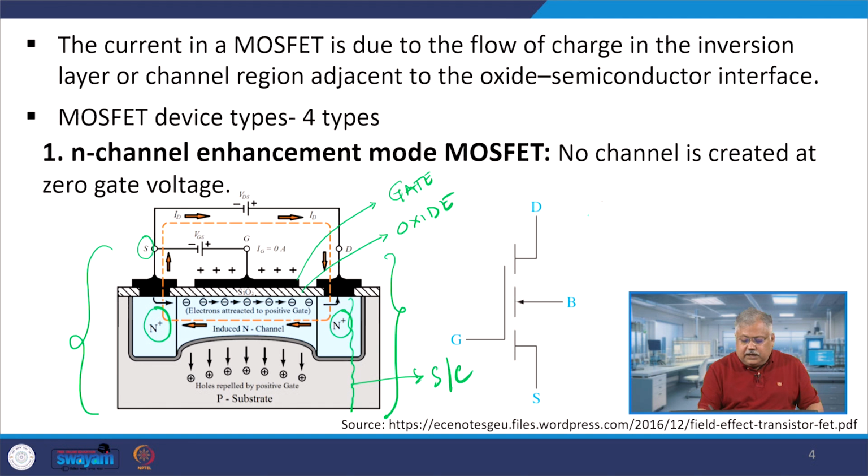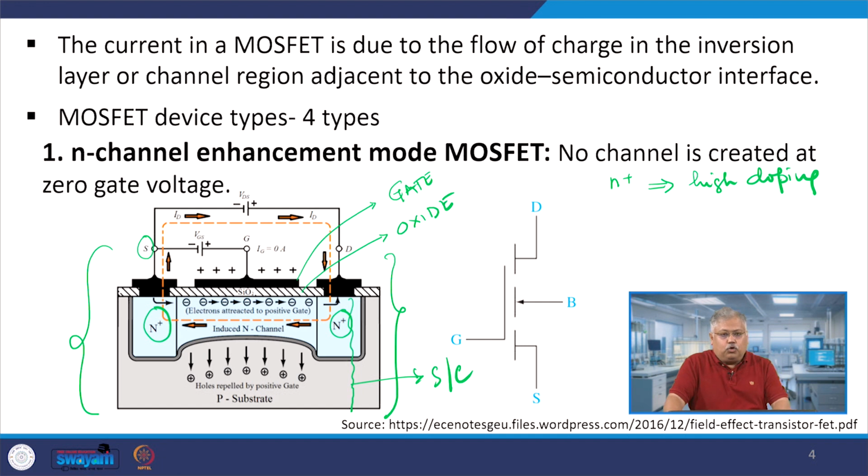Now, what does N plus mean? N plus basically means this is a region of high doping, right? So the doping concentration here is very high compared to the substrate. The substrate has a lower doping, and it is a p-type substrate, by the way.